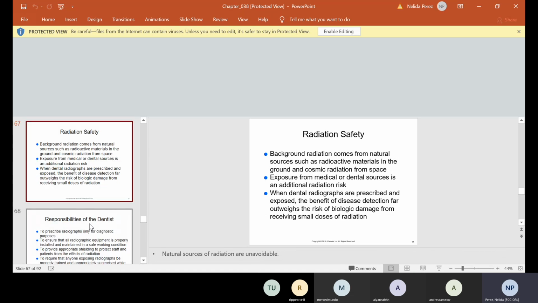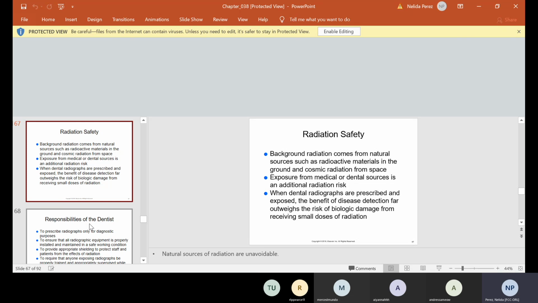Radiation safety. Background radiation comes from natural sources such as radioactive materials in the ground and cosmic radiation from space. Exposure from medical or dental sources is an additional radiation risk. And when dental radiographs are prescribed and exposed, the benefit of disease detection far outweighs the risk of biologic damage from receiving small doses of radiation.